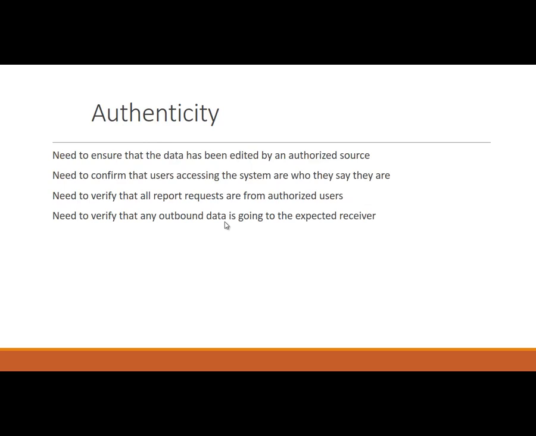We need also to ensure authenticity. To ensure authenticity, we need to know that this data has been edited by an authorized person or authorized source. We need authenticity to confirm that users accessing the system are who they say they are. We need also to verify that all reports requested are from authorized users, and that any outbound data is going to the expected receiver. If you send a report or any data out of the system, you need to make sure that it's been sent to the right person.